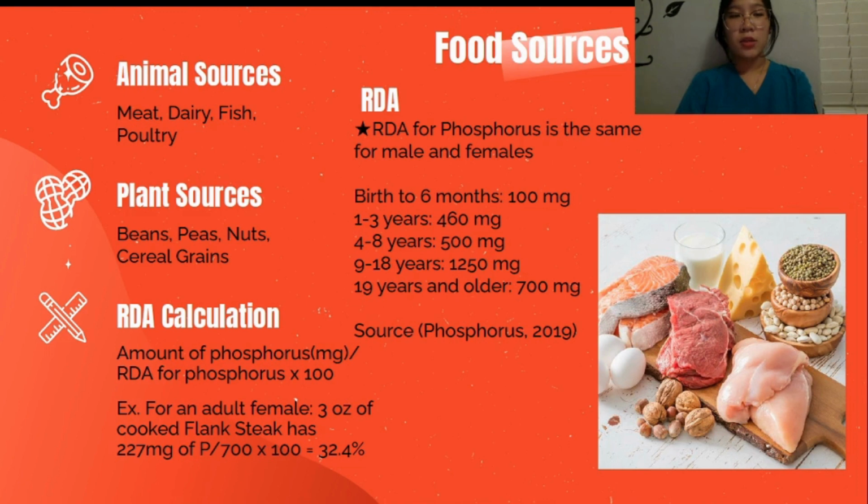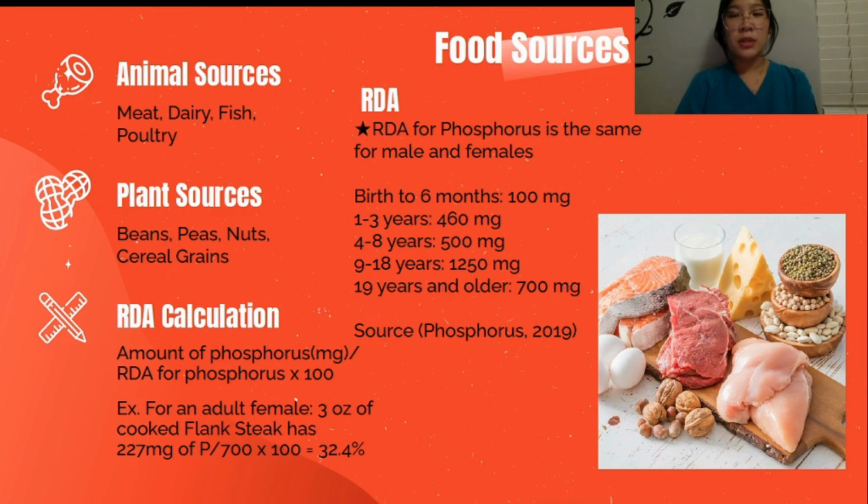For our RDA calculation, it will be the amount of phosphorus in milligrams divided by the RDA for phosphorus multiplied by 100. The RDA for phosphorus is the same for both males and females. Birth to 6 months is 100 milligrams. 1 to 3 years is 460 milligrams. 4 to 8 years is 500 milligrams. 9 to 18 years is 1250 milligrams. 19 years and older is 700 milligrams.